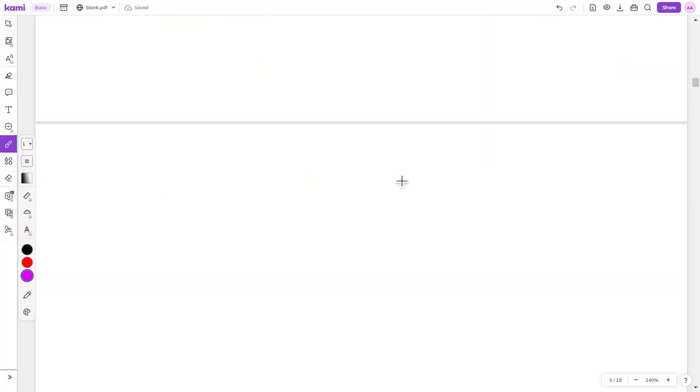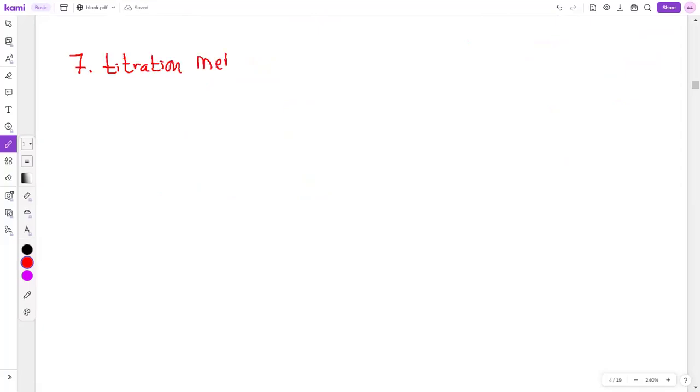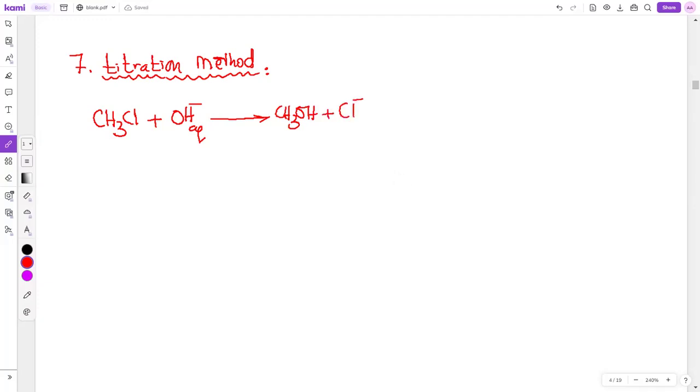Now, beta, the seventh and the last method is the titration method. So we perform titration in this method. We need to know what this method is and when we will apply it. They will give us the reaction. For example, the given reaction is this one: chloromethane plus OH negative goes to alcohol plus chloride. So this is the given reaction, okay?